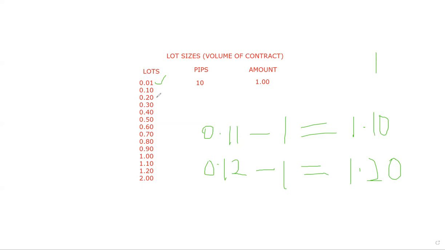And then 0.20 lot size. 1 pip is going to be how much? $2. And then 0.21, 1 pip is going to be $2.10. 0.22 as a lot size, 1 pip is going to be $2.20. 0.23 as a lot size, 1 pip is going to be how much? $2.30.